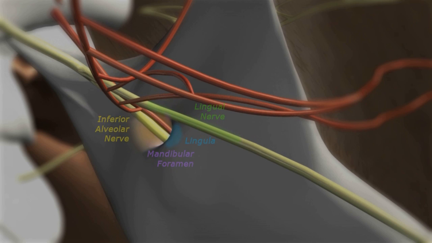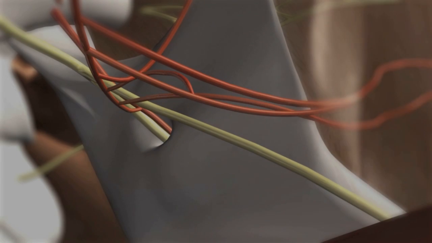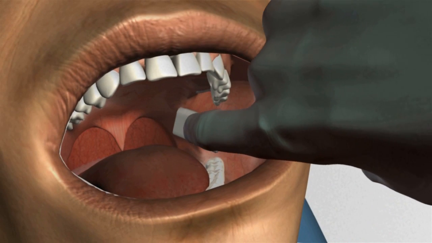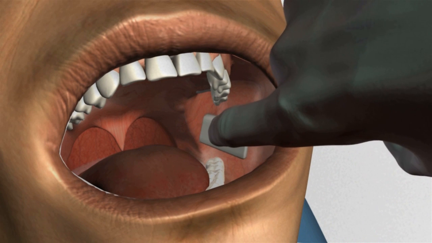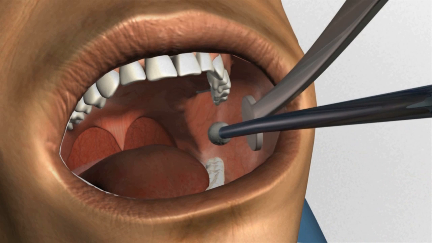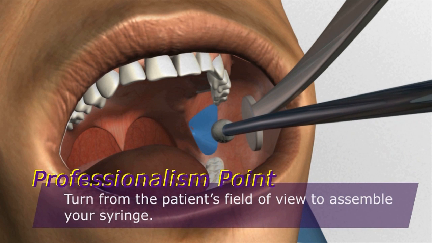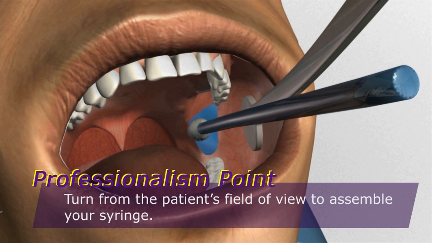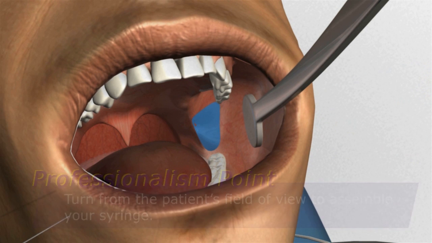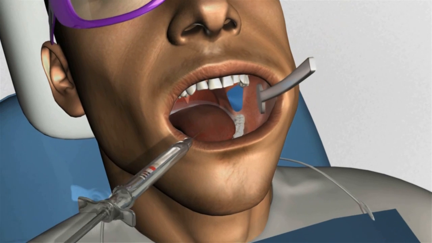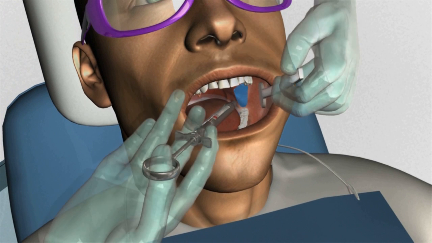Begin by completely drying the mucosa at the target penetration sites and apply topical anesthetic. You need to wait approximately 1 minute to allow the topical to work. While you wait, turn slightly to assemble your syringe to keep it from the patient's field of view. Retract the tissue at the penetration site with your mouth mirror and ensure that the tissue is taut to allow for a clean penetration of the bevel.